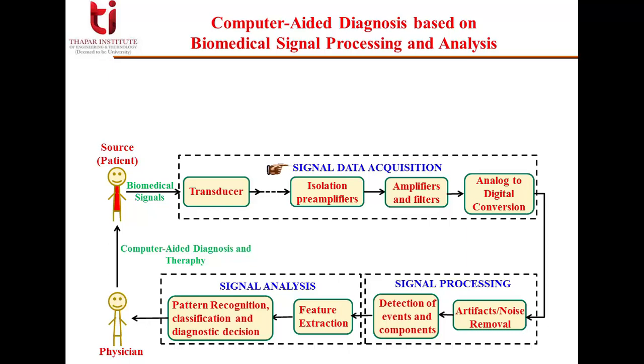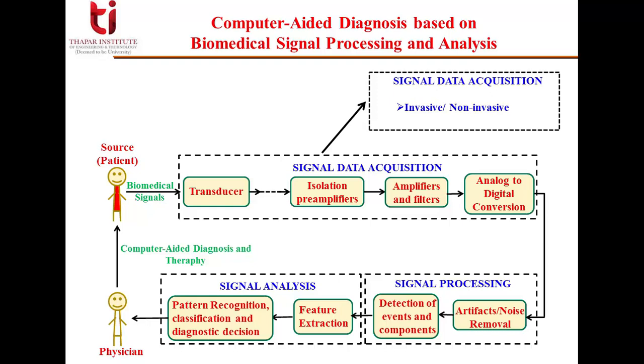Signal acquisition procedures may be invasive or non-invasive and active or passive. Invasive procedures involve the placement of transducers inside the body, such as needle electrodes. Mainly, non-invasive procedures are desired in order to minimize the risk to the patient. For example, recording of ECG using limb or chest electrodes, as it does not involve any kind of invasion of the body.